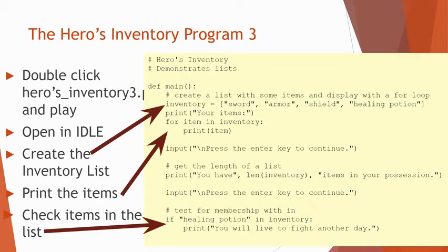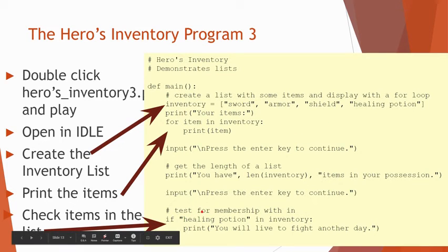So the first thing this program does with lists is it creates a list called inventory. It has 4 elements: sword, armor, shield, and healing potion. To print the elements, it uses a for loop. For item in inventory, print item. So it will iterate through sword, armor, shield, and healing potion and print those values.